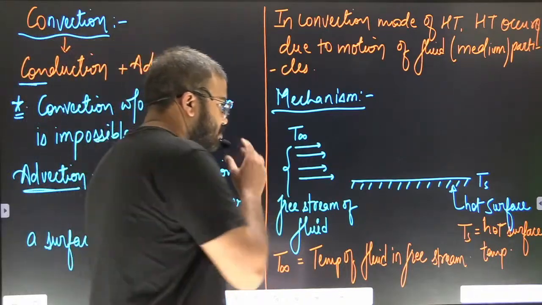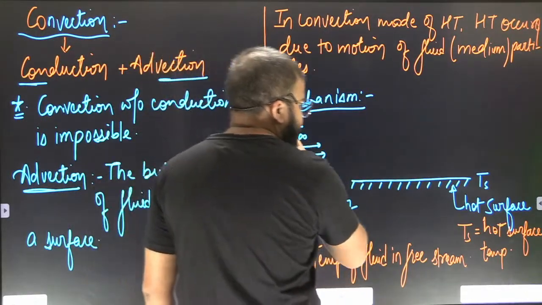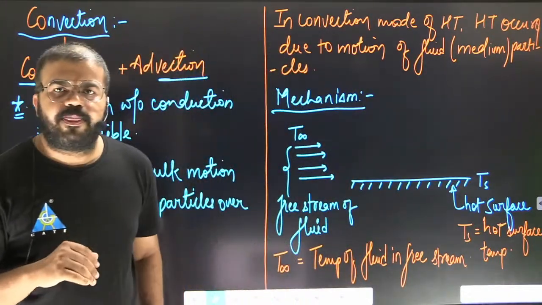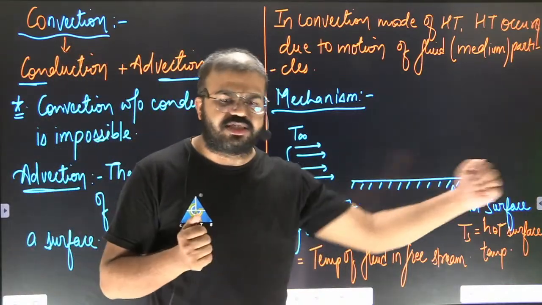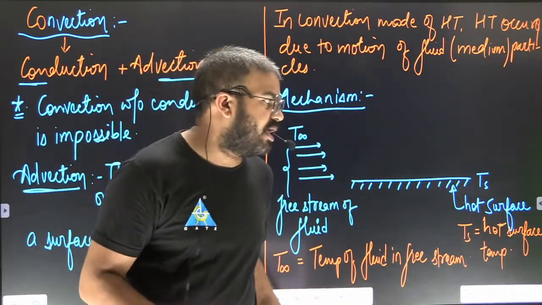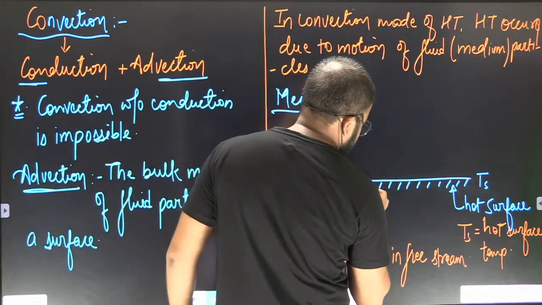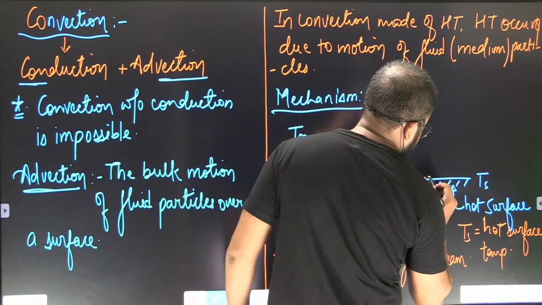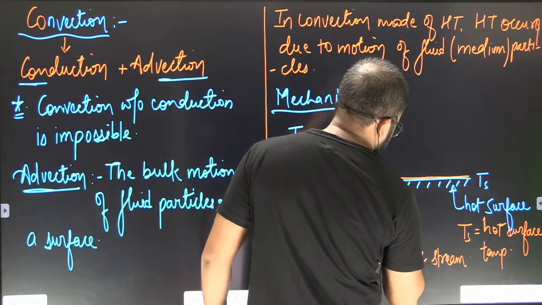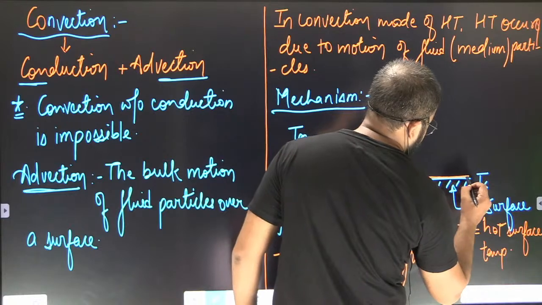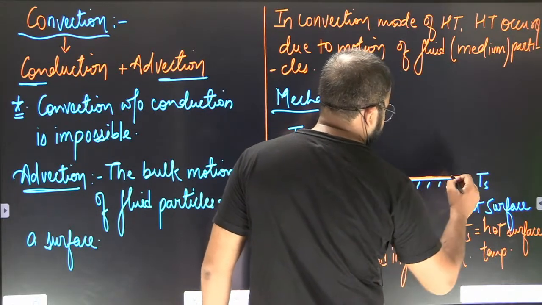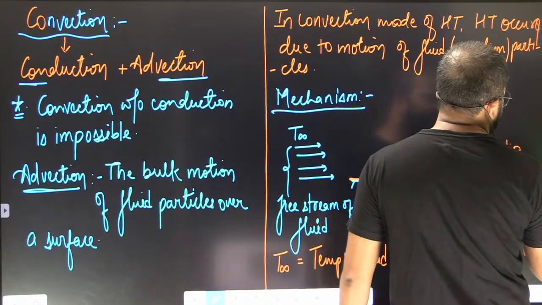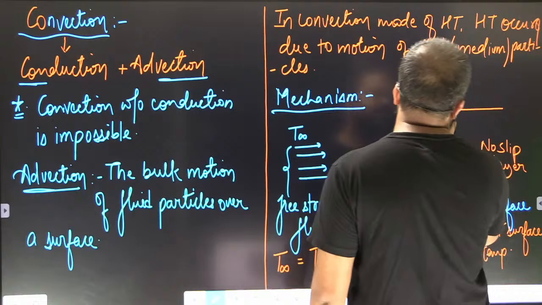Now we have this free stream flowing over this hot surface. What will happen? Whenever the fluid is flowing over a surface, one of its layers gets stuck on this surface. Yes or no? What do we call this layer? The no slip layer. Do you know why it forms? The formation of the no slip layer.